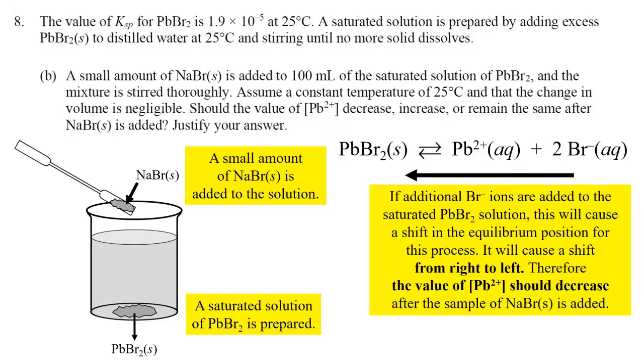So if additional bromide ions are added in the form of this small amount of solid sodium bromide, then when they are added to the saturated lead bromide solution, this will cause a shift in the equilibrium position for this process. It will cause a shift from products to reactants or from right to left. Therefore, the value for the concentration of the lead ion should decrease after the sample of solid sodium bromide is added.